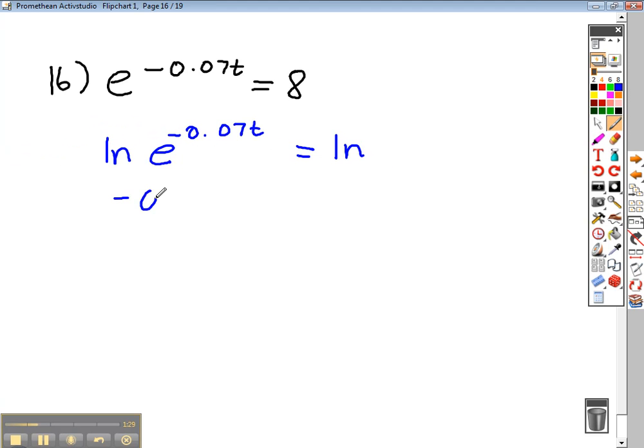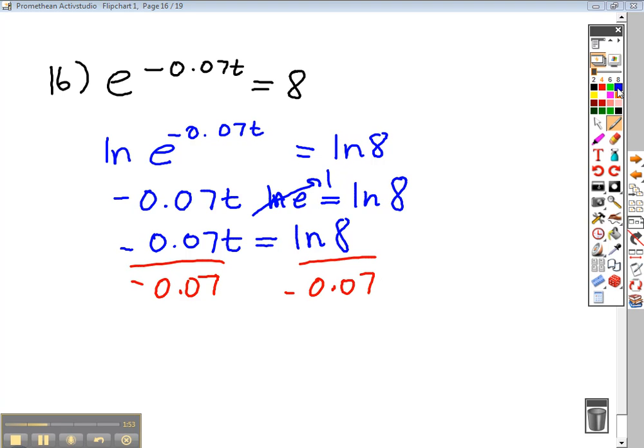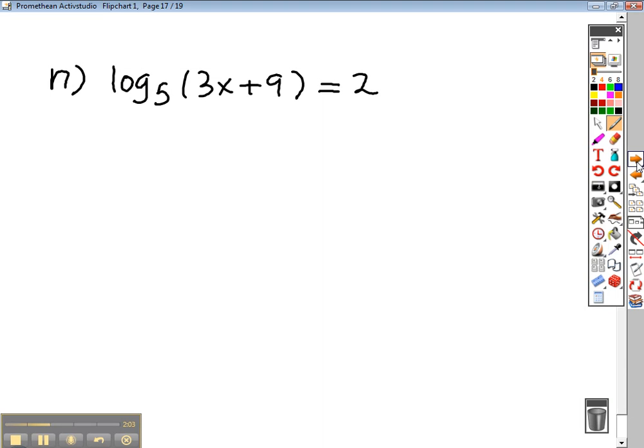So it's going to be negative 0.07t ln of e is equal to ln of 8 on the other side. Okay, ln of e we worked out as 1. So you get negative 0.07t is equal to ln of 8. Next step I would do is just divide both sides by negative 0.07, and then you'll get that t is approximately, the answer is letter C, whatever that is in the notes.